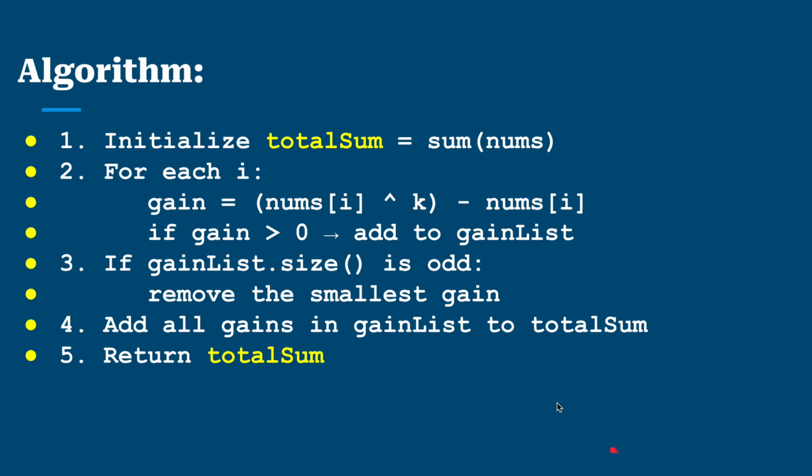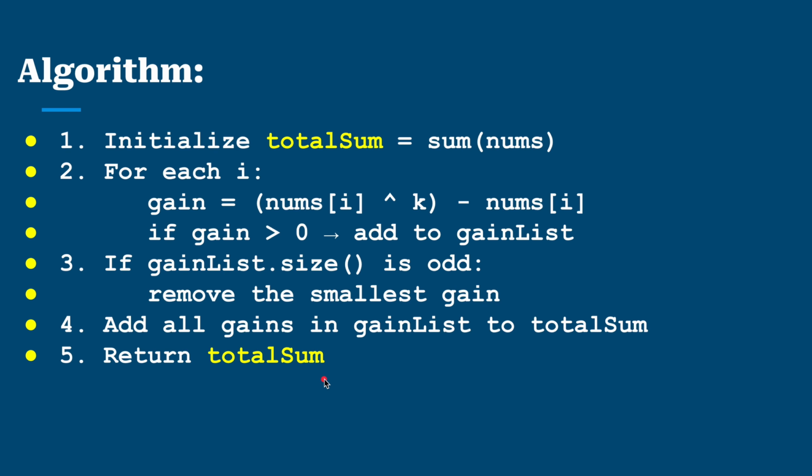Okay, so the algorithm will be: we initialize the total sum from the sum of nums, taking the sum of all the elements. For each i, we calculate the gain. If the gain is greater than 0, we add it to the gain list. If the gain list size is odd, we remove the smallest gain, and we add all the gains in the gain list to the total sum. And finally, we return the total sum. Pause this video and try by yourself.